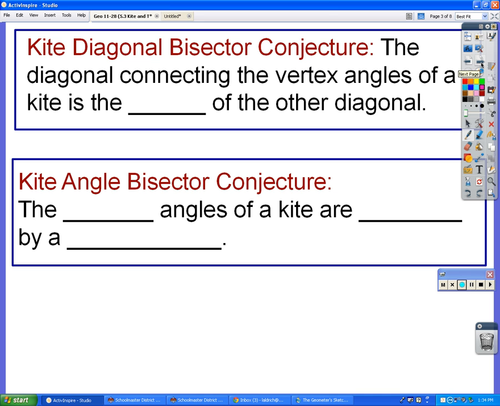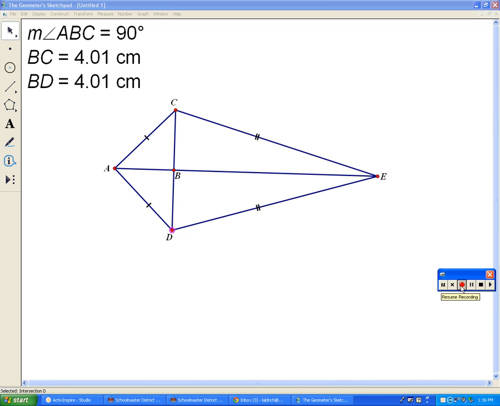Okay, the diagonal connecting the vertex angles of a kite is the, what's the fancy word for when it cuts it in half? Bisector. Of the other diagonal. Okay? Oh, you probably want time to write that down. Okay, so we got 2 of the 4.